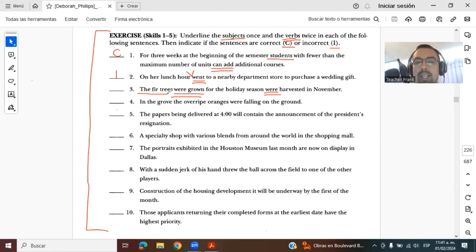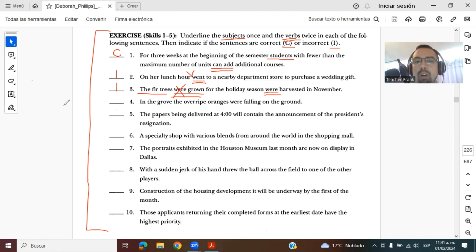Well, the fir trees. But this is a problem with the past participle, right? Where we have an extra verb, we have 2 verbs. So it's incorrect. In order for this one to be correct, as you have seen in skill 4 and 5, we need to eliminate the verb and just leave the word grown as a past participle, right? Fir trees grown for the holiday season were harvested in November. So yeah, double verb problem right there.